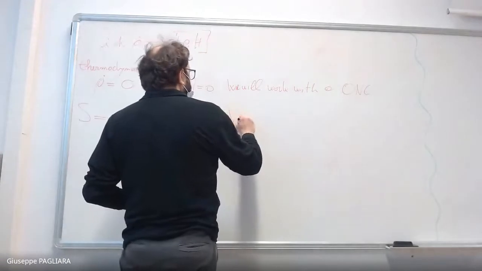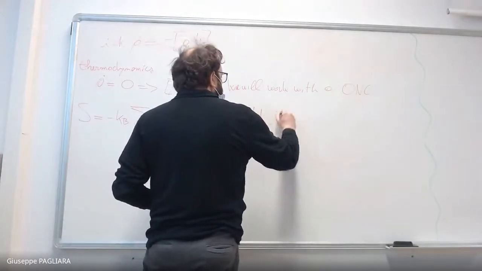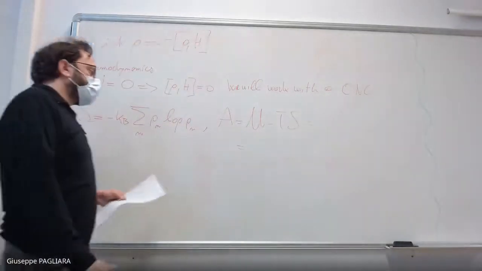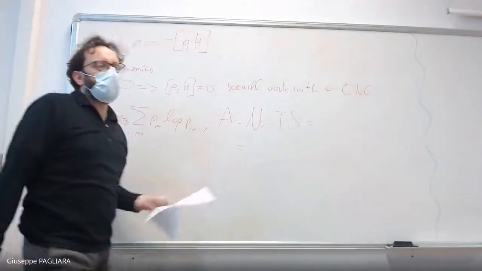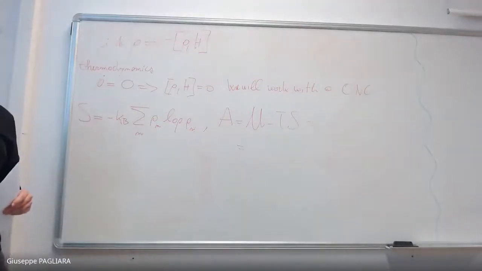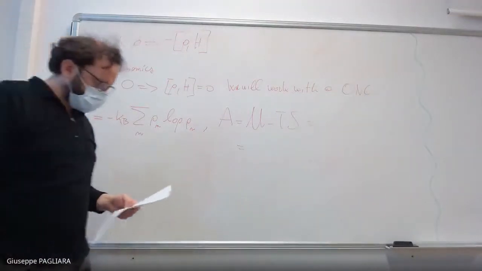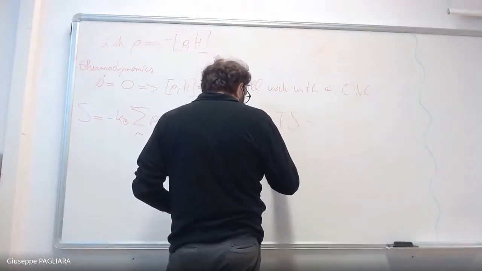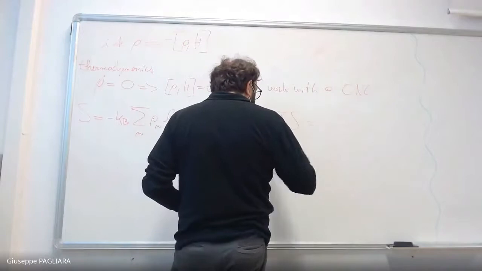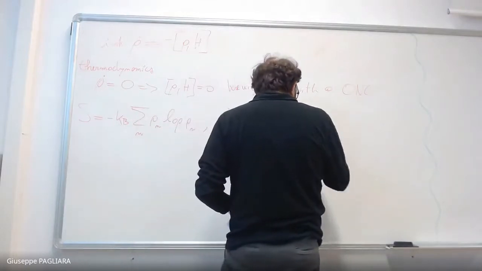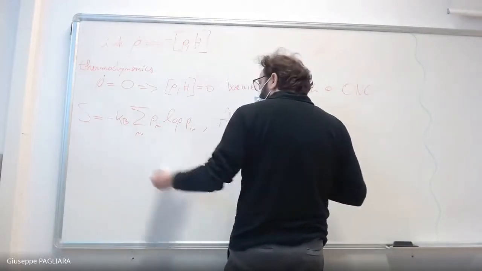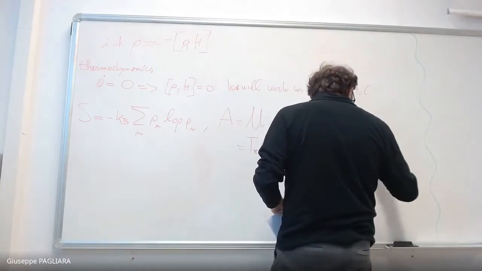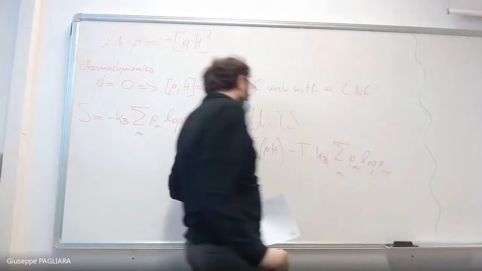What is the Helmholtz free energy? It is U minus TS. And what is U? U is the trace of, this is an observable, the trace of rho times the Hamiltonian. So U is the trace of rho H minus T times S, and S is k_B times the sum over n of rho_n log of rho_n.